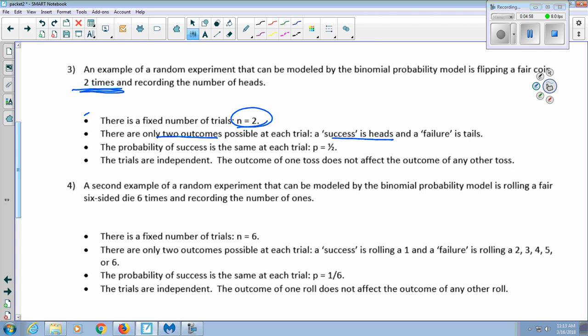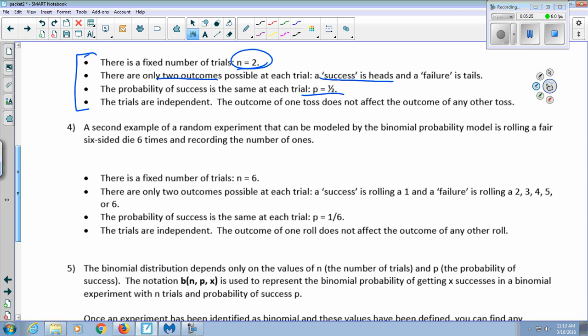Heads is our success. The probability of success is the same at each trial. We're getting that information right here where it says a fair coin, the probability is 1/2. It's going to be the same for each one. The trials are independent. That's something you have to think about, and yes, that's going to be true when you flip a coin. So this will fit the binomial model.